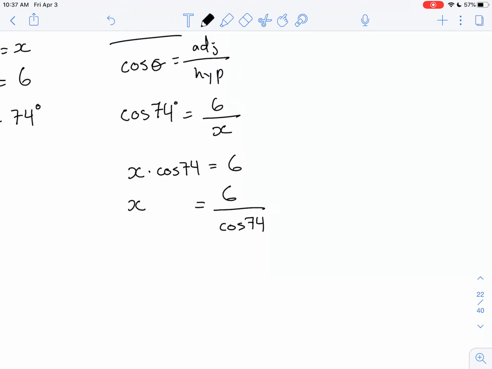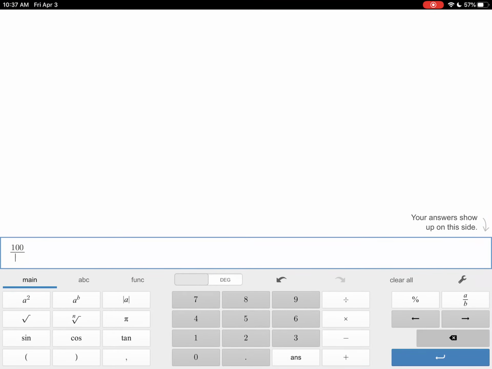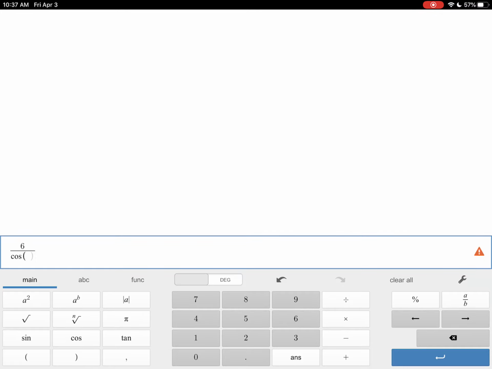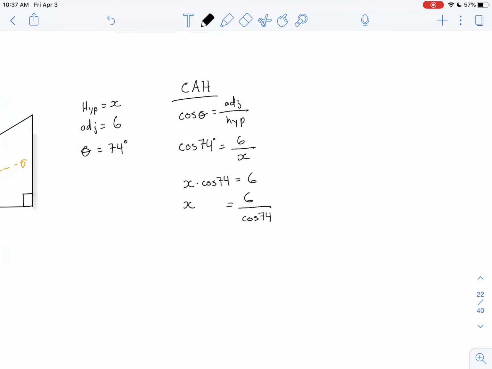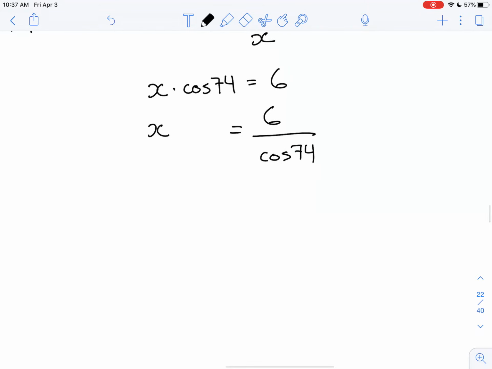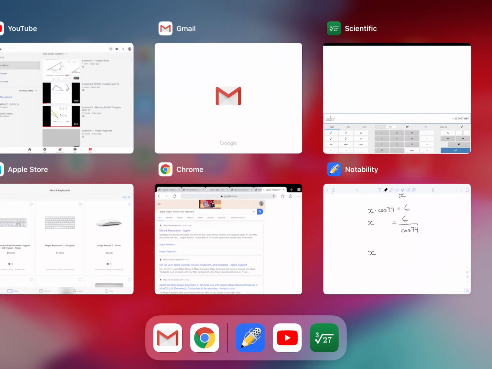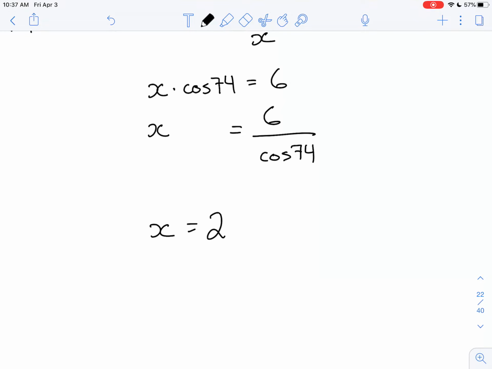And throw that into our calculator. 6 divided by cos of 74. And we get an answer of 21.767. And let's see how many decimal places they wanted us to round. Nearest tenth, so 1 decimal place. So x is going to be equal to 21.76. That 6 is above a 5, so we round the previous decimal up to 8, 21.8.